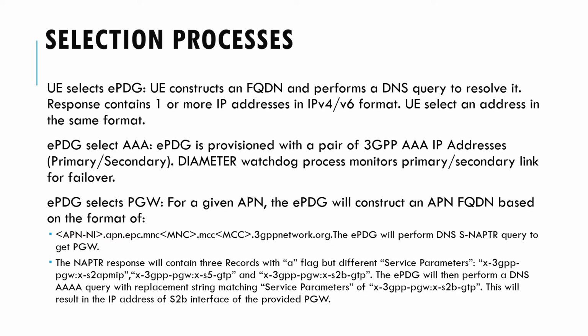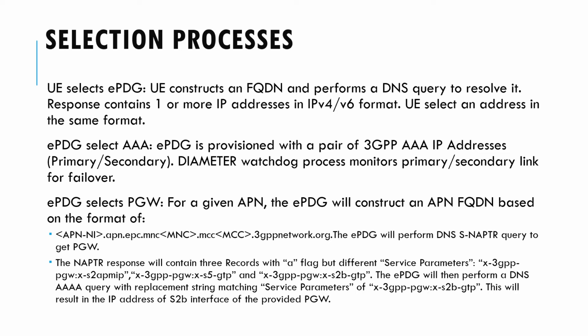There is one more node here which is not visible, which is the DNS. So the UE has to construct an FQDN and then perform a DNS query to resolve an address, which is the EPDG address. That response might contain one or more IP addresses. It could be in IPv4 or IPv6 format. So the UE selects an address in the same format.